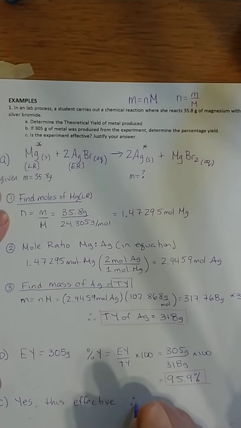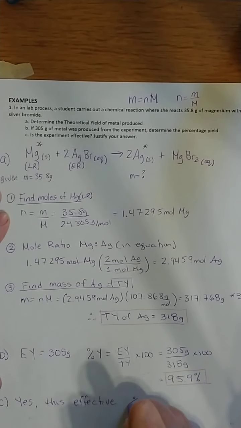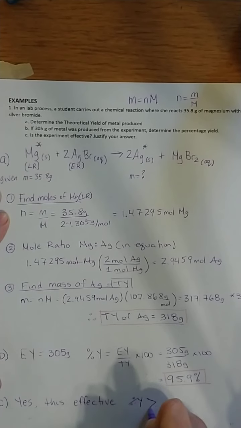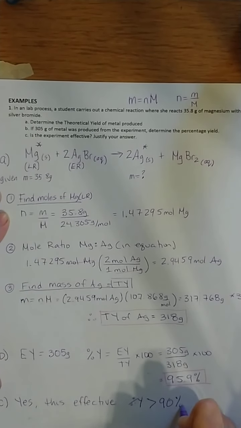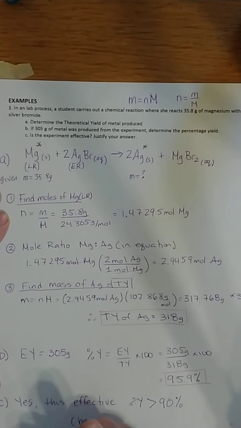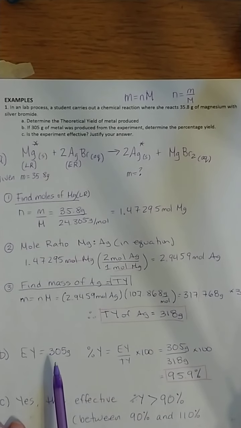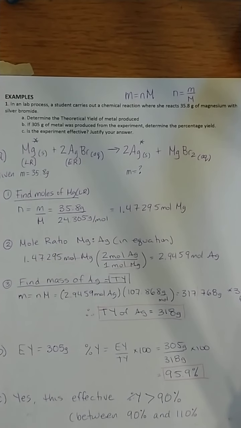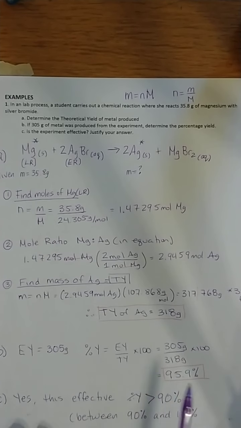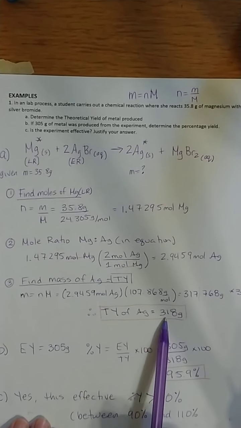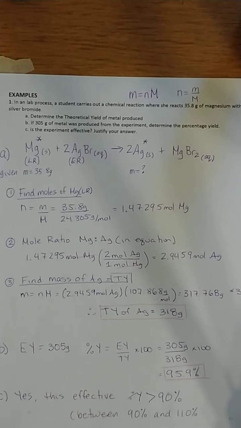The percent yield is greater than 90%. Okay, it's between 90% and 110%. So this means if you actually collected 305 grams of silver in your experiment, you're 95.9% close to getting to what you should have got. So that would be deemed a really good experiment.